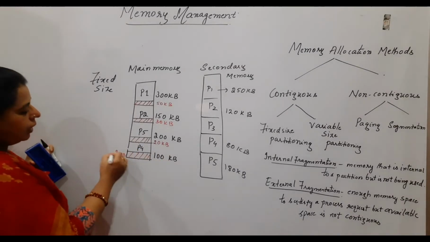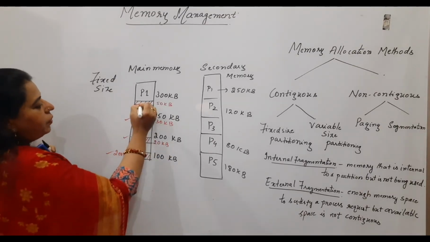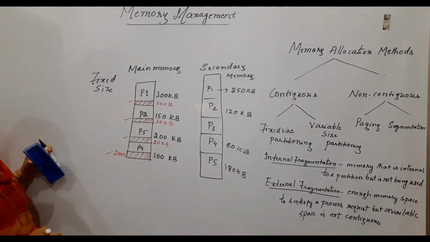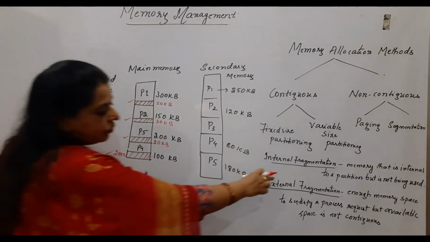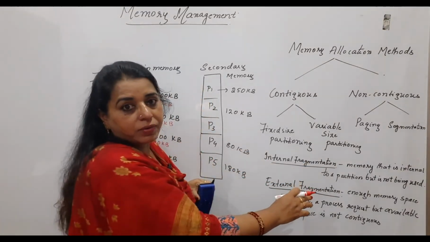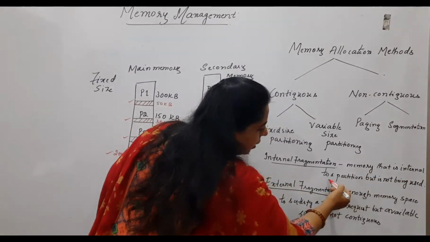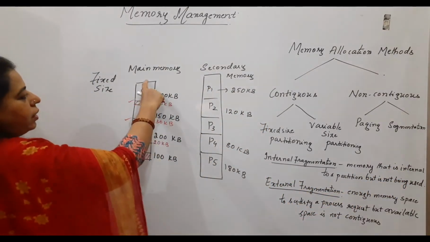So this 20 kb is leftover space in the last partition. Here you have 20, here you have 30, and here you have 50. So this is called internal fragmentation. Look at the definition, or what exactly you mean by internal fragmentation. In simpler words, memory that is internal to a partition but is not being used. So this is internal to this partition.